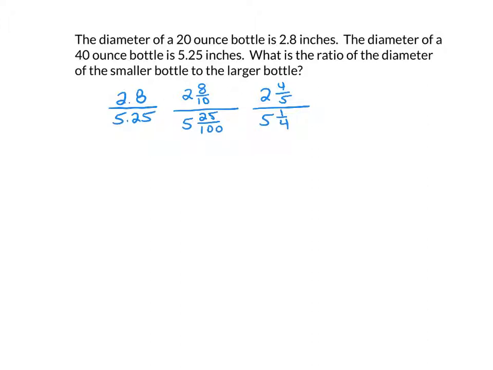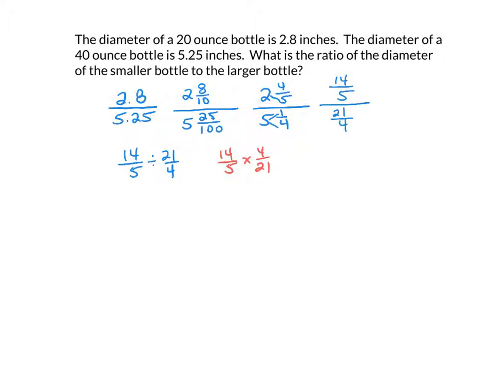Now I need to go through and change both of these into fraction form. So 2 and 4/5, if I'm going to change that into an improper fraction, 5 times 2 is 10, plus 4 gives me 14. This is 14/5. 5 and 1/4, I'm going to change. 4 times 5 is 20, plus 1 is 21. I get 21/4. So now I have a fraction divided by a fraction. So I'm going to go 14/5 divided by 21/4. But once again, I need to change that to a multiplication problem. It would be 14/5 multiplied by 4/21.